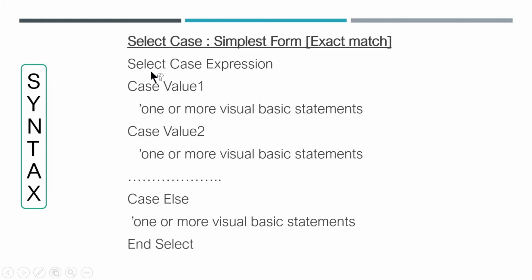This will begin with the keywords select case, and here we can place the expression or the value of the variable. Then later we will have a list of cases. Then here comes case value 1. If case value 1 matches with the expression or the value of the variable, in that case one or more VB.NET statements relating to case value 1 will be executed.